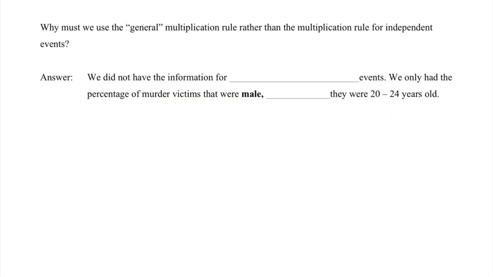Now that does create the key technical question: why did we have to use the general multiplication rule rather than the multiplication rule for independent events that we discussed in a previous section? The answer is, we did not have the information for independent events. Instead, we were only given the percentage of murder victims that were male, given that they were 20 to 24 years old. That was our 86.9%. They told us 86.9% of the murder victims that were 20 to 24 years old were also male. They did not give us the individual probabilities for independent events, thus we had to use the general multiplication rule.